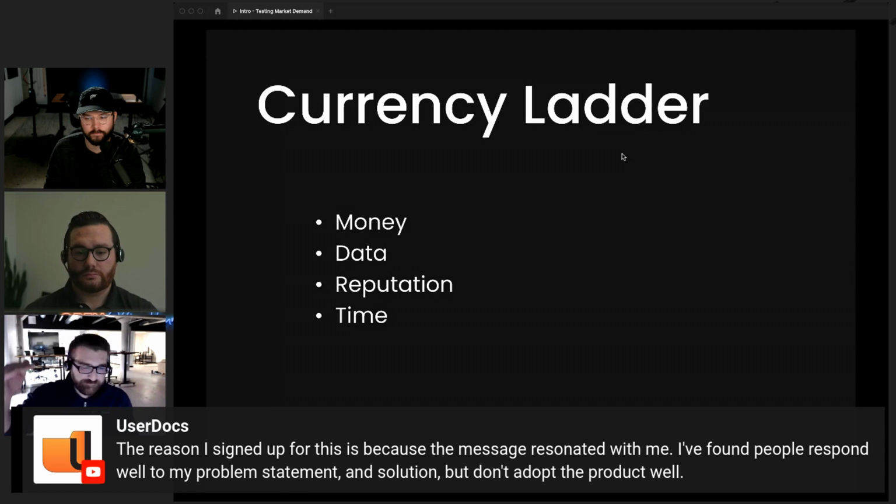The idea is that there's money, right? A little money, a lot of money. There's data. Data is, me providing you my email address. That's not very valuable. But me providing you my social security number to do a background check on me or something like that, that's a really high currency level, right? Like a credit card, that kind of stuff, right?